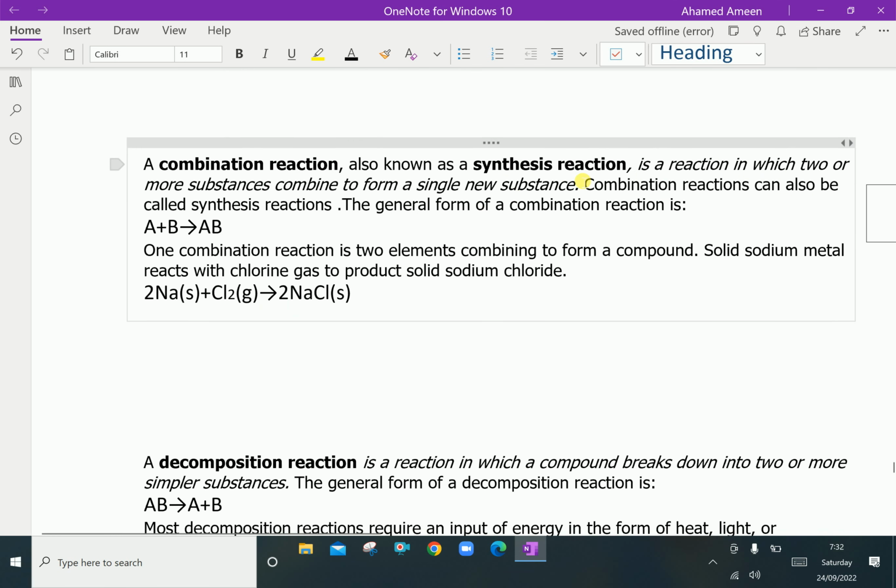Here, the synthesis reaction, which is also called a combination reaction, is a reaction in which two or more substances combine to form a single new substance. That means A plus B gives AB. The general form of this combination is A plus B equals AB. For example, sodium and chlorine form sodium chloride. That means the balanced equation is 2Na plus Cl2 gives 2NaCl. Two individual substances form a single product, NaCl.